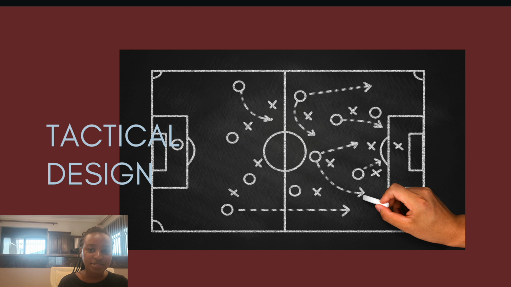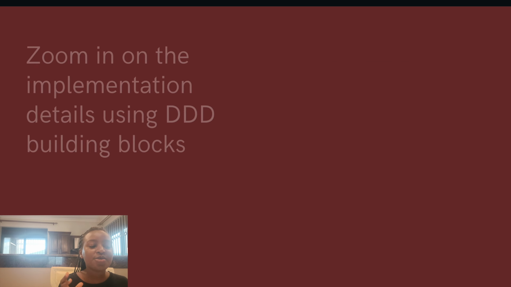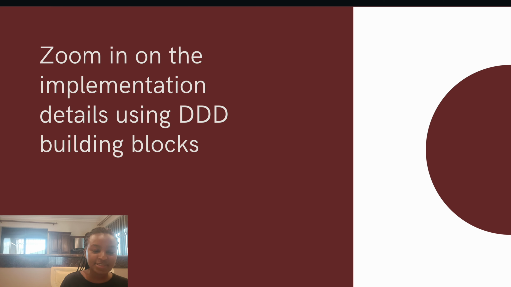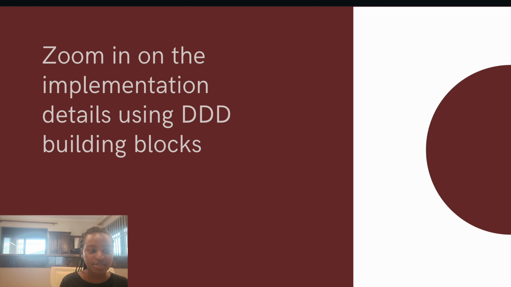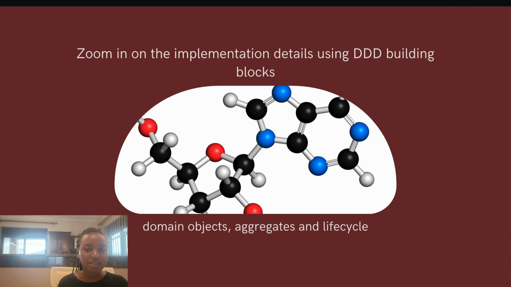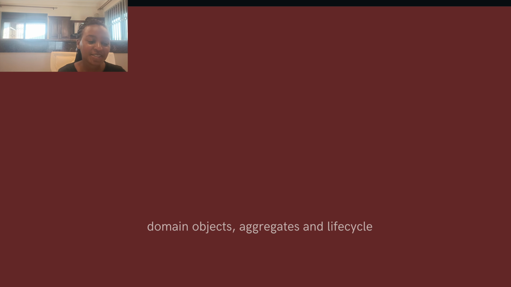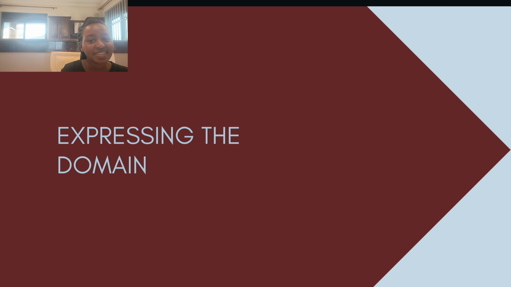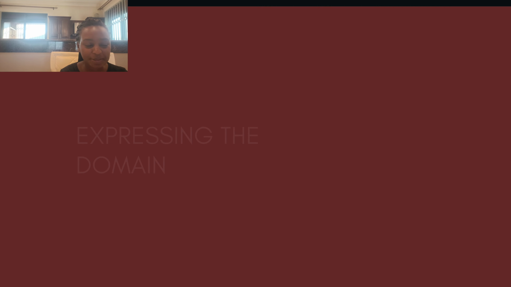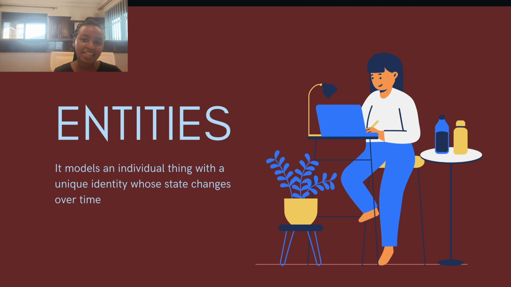Tactical design. So we've covered strategic design. Let's go into tactical design. Zoom in on implementation details using DDD building blocks. This can be the domain objects, the aggregates, the lifecycle. Let's look at how to express our domain. We can express our domain in different ways. Again, we're talking about the tactical design, the fine details when dealing with DDD.